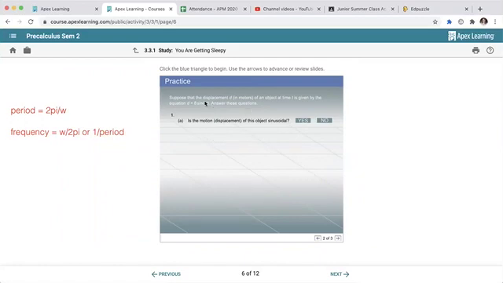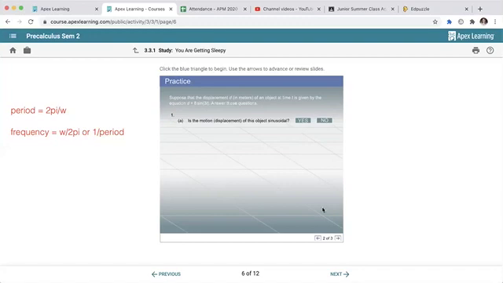Again, do not let these giant words confuse you. Displacement, that's just how far it's moving. Is the object sinusoidal? That's talking about, is it sine or cosine? Sometimes I personally get lost in some of these bigger words, so read it, figure out what it's asking you, and then try to solve it here.